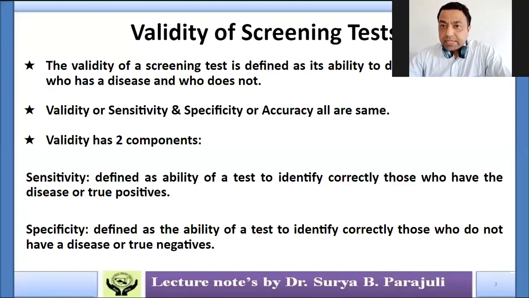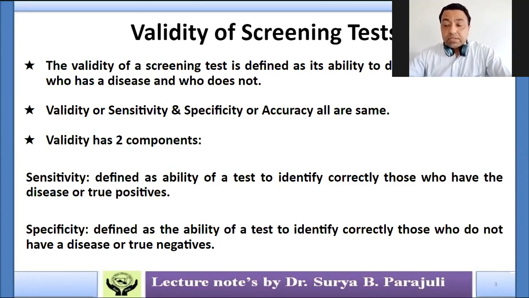Okay, so the validity of a screening test is defined as the ability of a test to distinguish between who has the disease and who does not. I already told you validity, or sensitivity and specificity, or accuracy are all the same. There is different terminology, but they are the same. Validity or accuracy has two components. One is sensitivity, another one is specificity. Please be very, very careful with this terminology. This is very important.